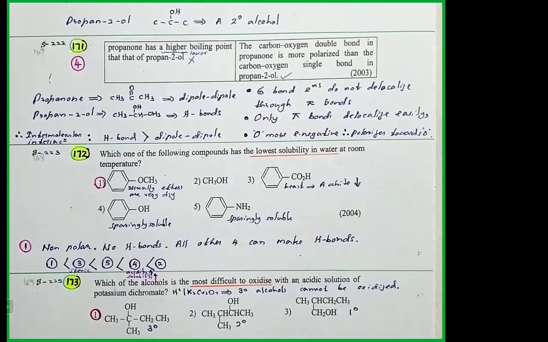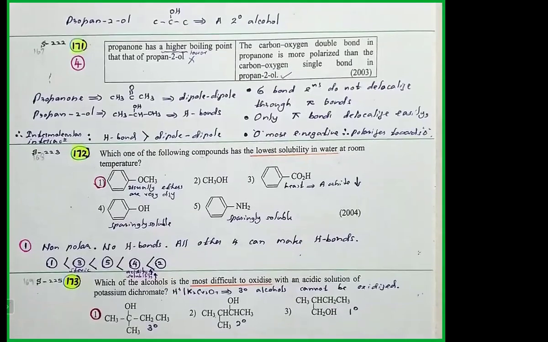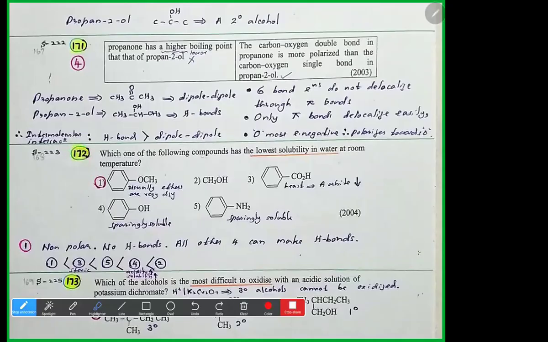172, lowest solubility. Okay, ether we know is really water insoluble, that is the greatest. This is a white precipitate definitely. Then the next ones, as we know, are sparingly soluble. Then I'm going to go with these two. Sorry, number 4 is this. Number 4, phenol. The highest soluble one is CH3OH. Okay, they are not asking that.